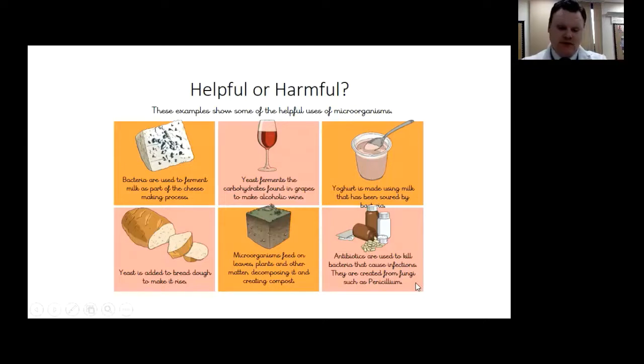Antibiotics are used to kill bacteria that cause infections, and they're created from fungi such as penicillin. So antibiotics kill bacteria. Antibiotics can't be used for a virus though. So if you've got a virus, you can't have antibiotics because they can't kill viruses.